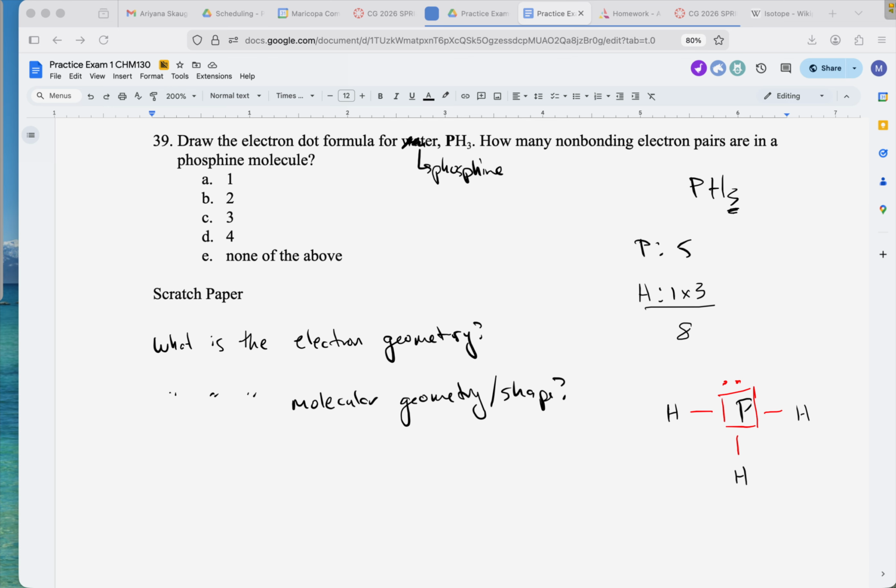The question says, how many non-bonding electron pairs are in the phosphine molecule? This is very frustrating as a question, and I've tried a variety of different ways to get at this, and I can never figure out if it's a content loss or if it's just an understanding loss. If it says pairs, a pair is 2 electrons, so I have 1 pair.